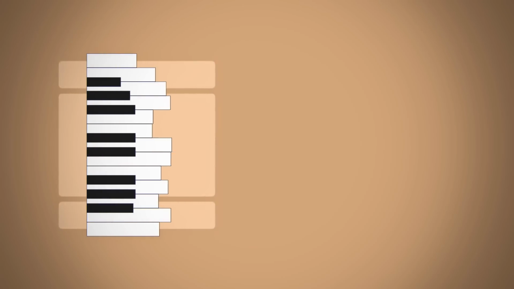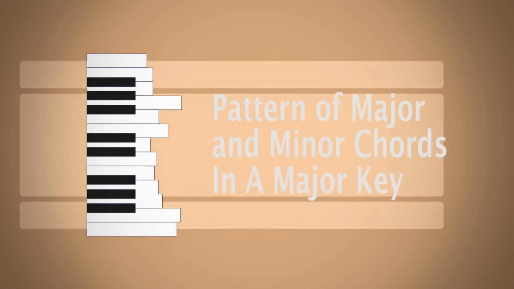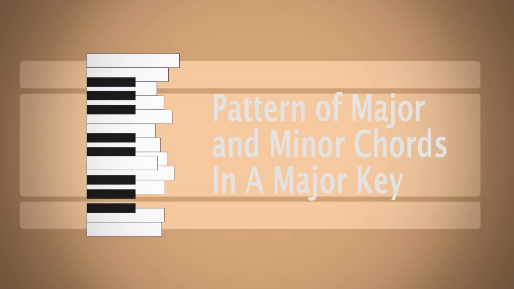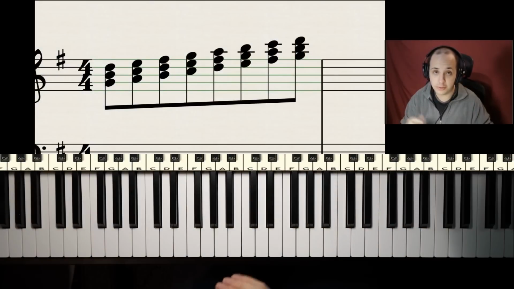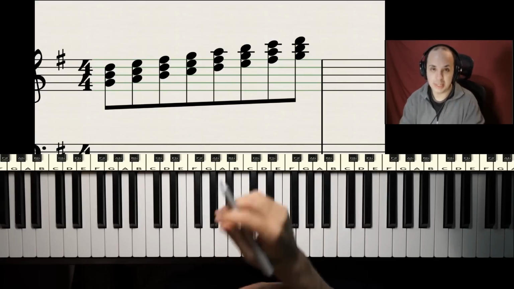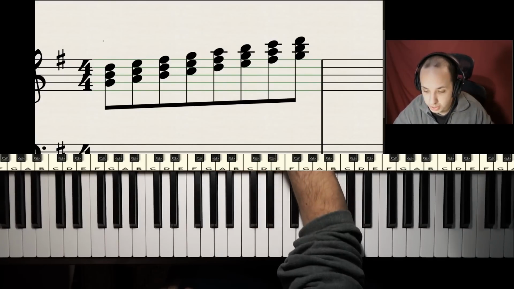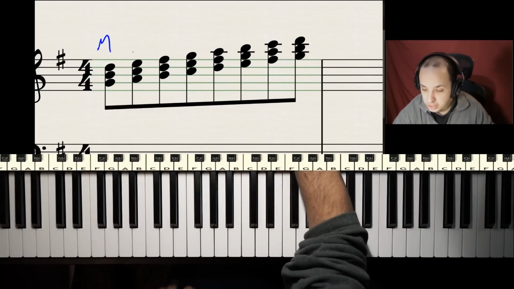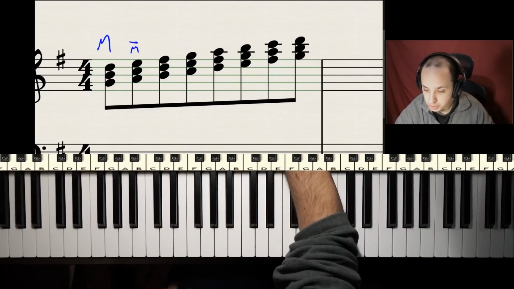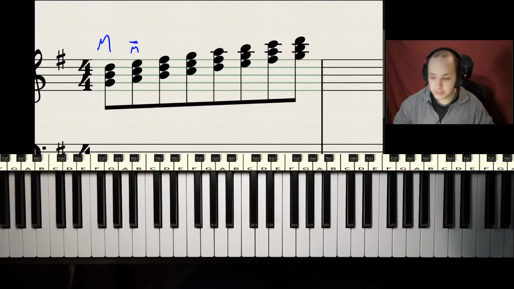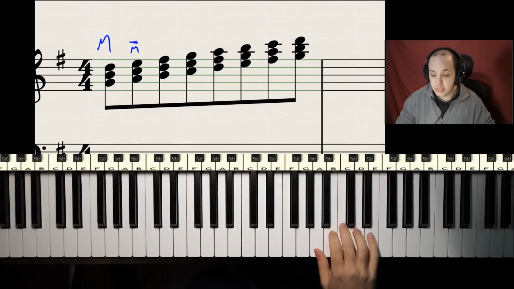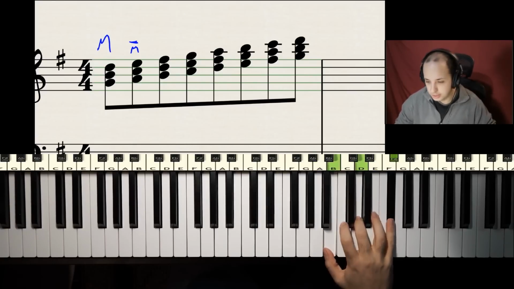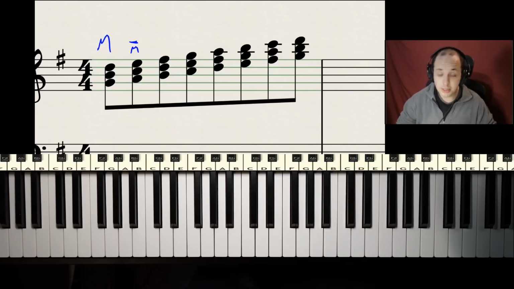Okay, so now one thing I want to mention is that every major scale, if you build chords on them, has a pattern of major and minor chords that you have to be aware of. These are the same for every major key, not minor keys though. Minor keys have their own unique pattern. So here we go. The first chord in any major key is major. I'm going to write an uppercase M for major, lowercase m for minor. So the first chord's always major, second chord's always minor, third chord is always minor.